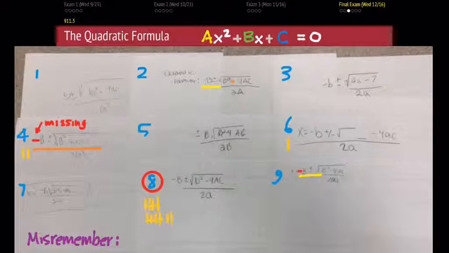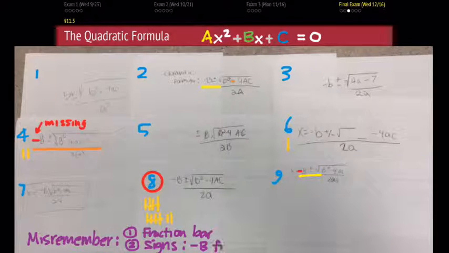Yeah, the first thing is the fraction bar. The fraction bar, the signs. And the signs happen in 2 places, right? The minus b in the front. Don't lose that minus sign. But then also, underneath the radical, b squared minus 4ac, as opposed to b squared plus 4ac. Right?